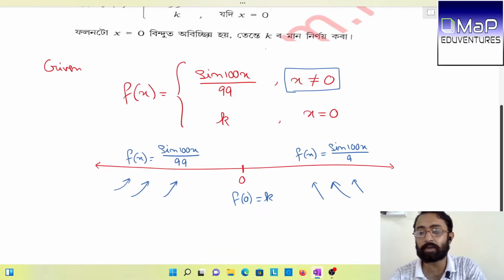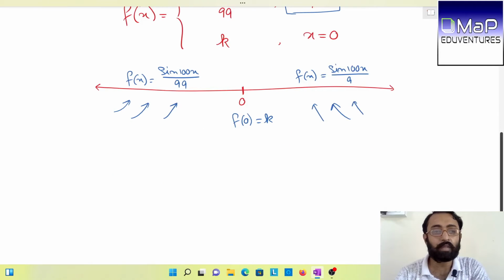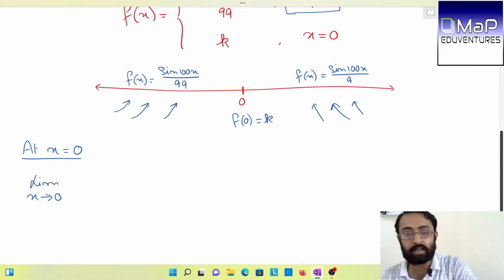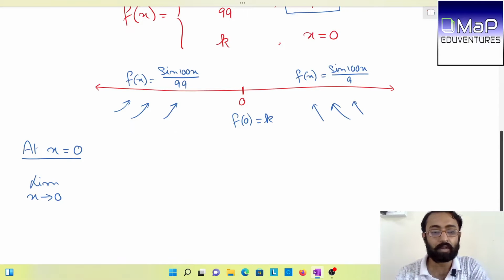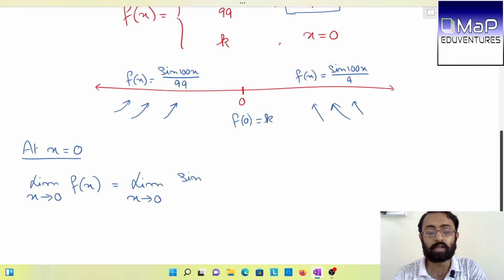So as both sides have the same expression, at x equals 0 let us take a single limit, x tends to 0, because on the left side or right side you are going to get the same function. So limit x tends to 0 of f(x) means what? Sine 100x by 99. Now what will be its value?